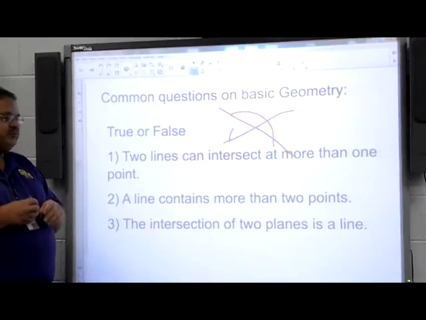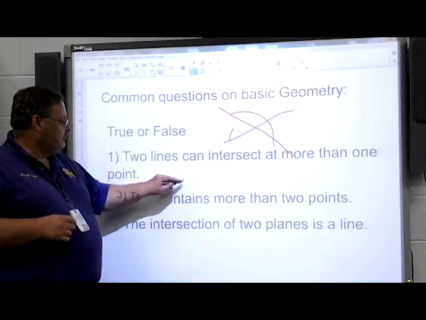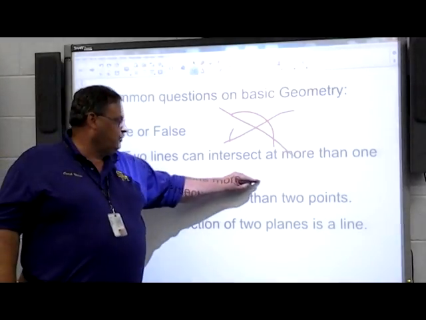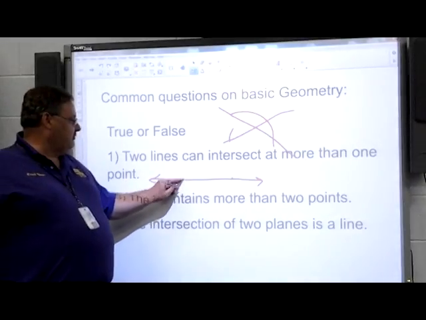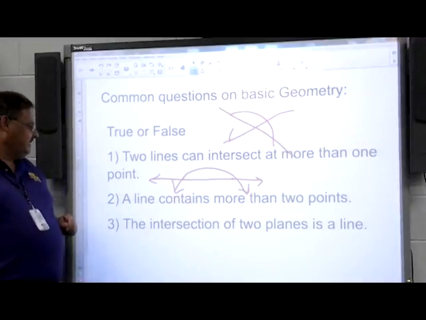A line contains more than 2 points, and that would be true. A quick reminder, any 2 points, I can only have, again, one line go through them. Why couldn't I have another line go through them? Because, again, it wouldn't be straight.